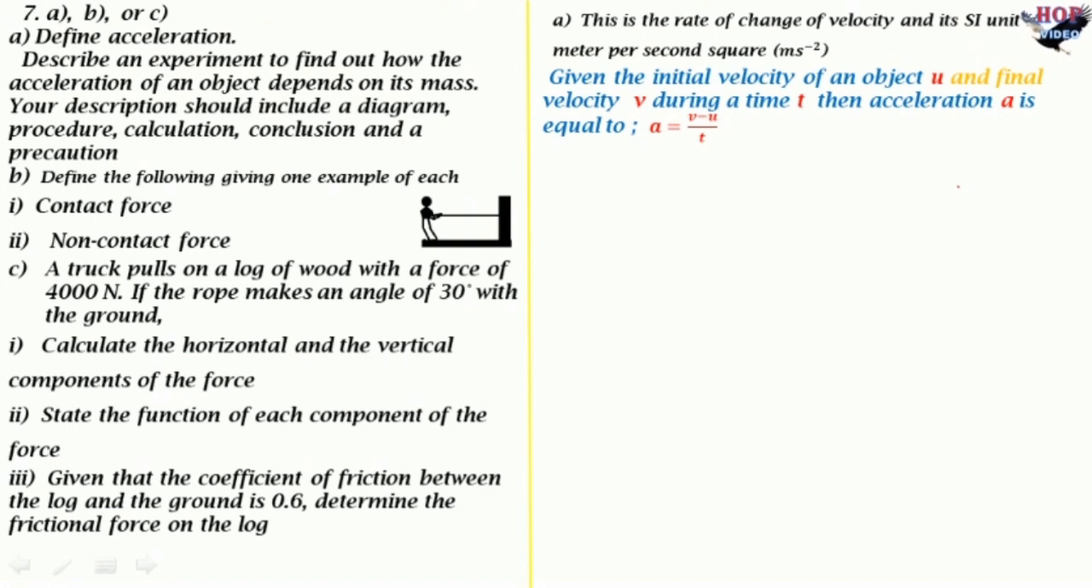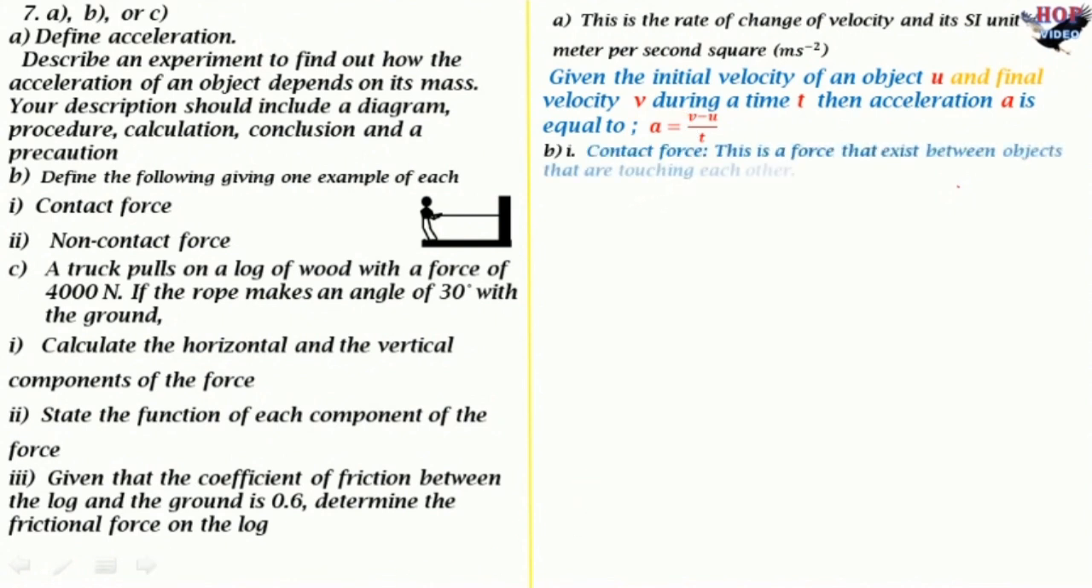So you watch out. The next, I just want to explain a bit about how to calculate acceleration. Given that the initial velocity of an object is u and the final velocity is v, and this velocity changes from u to v during a time t, then acceleration a is equal to (v minus u) all over t. That is, final velocity minus initial velocity, all over time taken. Take note of this equation.